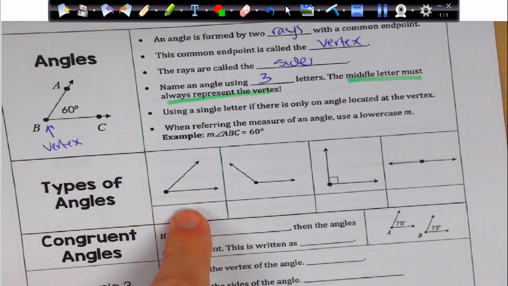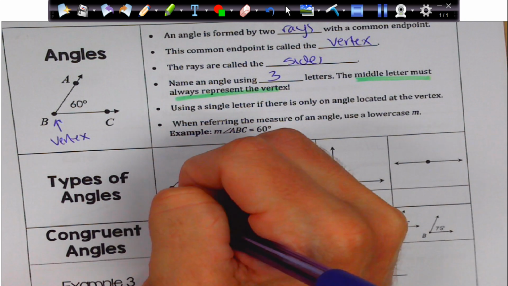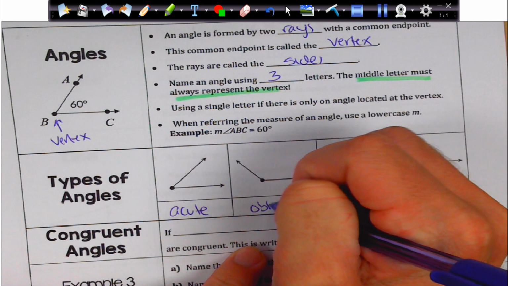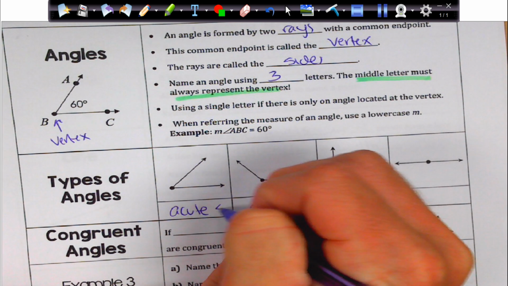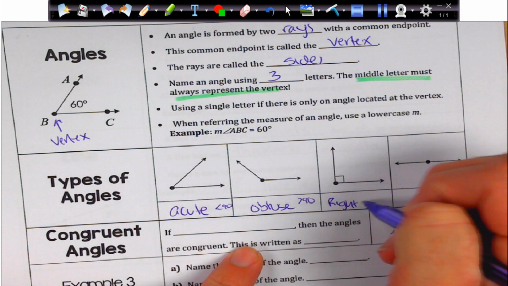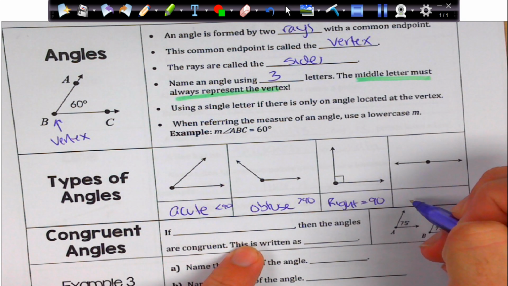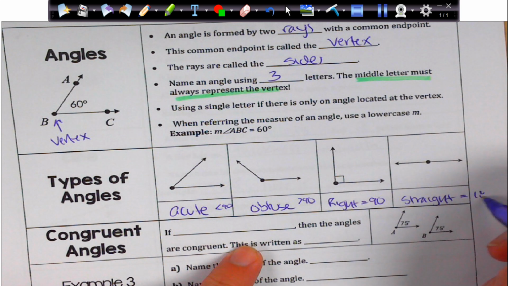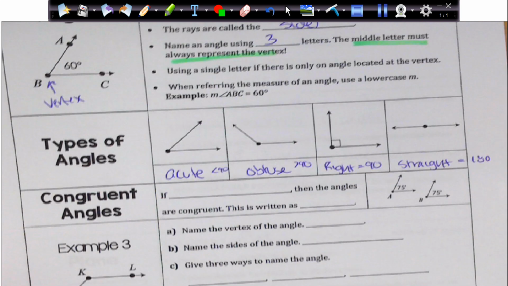So here, different types of angles. This one is acute, less than 90. This is obtuse, you might remember these, greater than 90. This is right, which is exactly 90. And then this one we call straight. That equals 180 degrees right there.